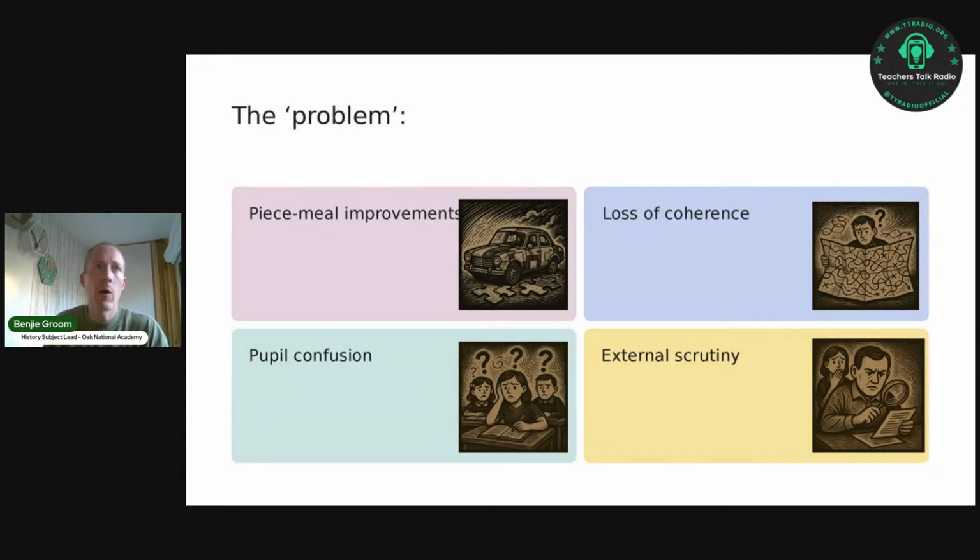There's so much talk now, isn't there, of curriculum as narrative, curriculum as a progression model. We don't really think about the coherence in our curriculum when we're making changes at this time. We can get a lot of pupil confusion. It puts us in a tricky place for external scrutiny from senior leaders, from our own colleagues, etc. So maybe those are some of the problems if we go in wholeheartedly to make some improvements, but we haven't had enough time to do it exactly how we want.